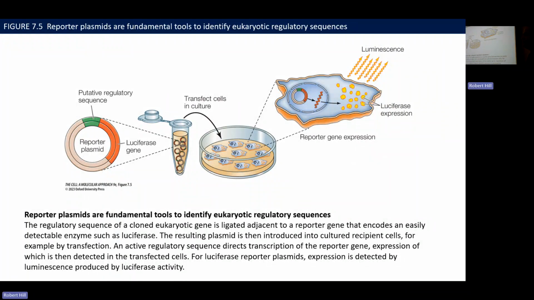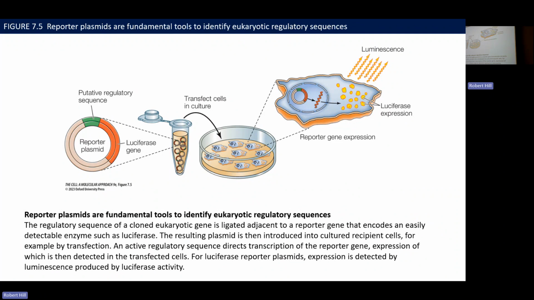All right, so we take that plasmid with our putative sequence and a luciferase gene, and we transfect them into cells. And if there are elements in the cells, like transcription factors that bind to the regulatory sequence, the cells will glow. All right, so this is a real easy assay to do.